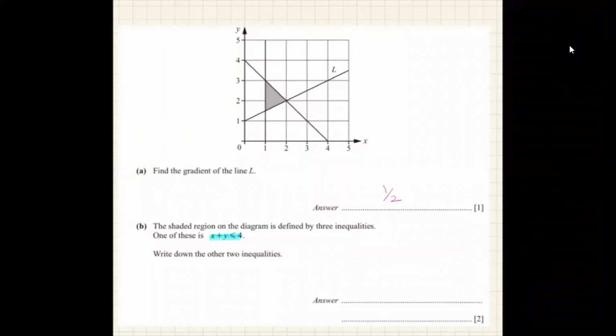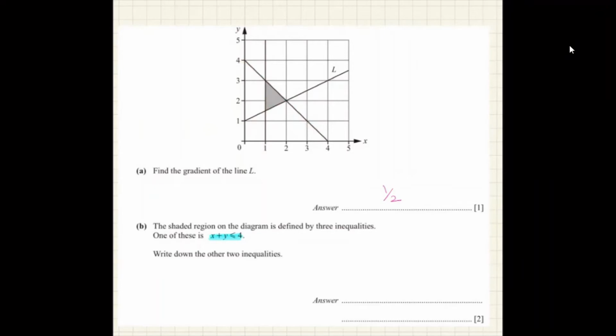So this is the inequality given to me already. I have to figure out which of these lines would have this inequality. Would this be the inequality, or would this be the inequality? So let's figure it out.